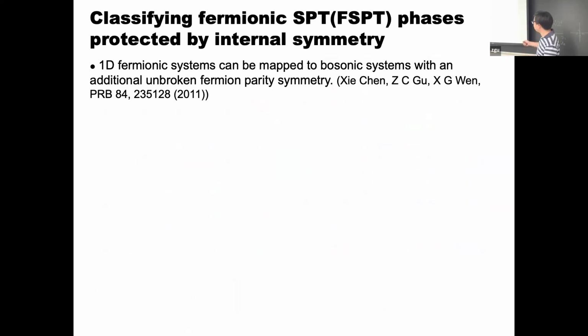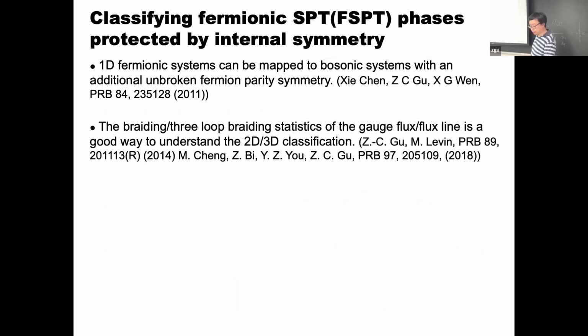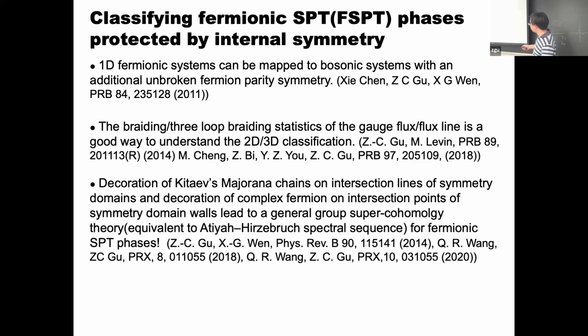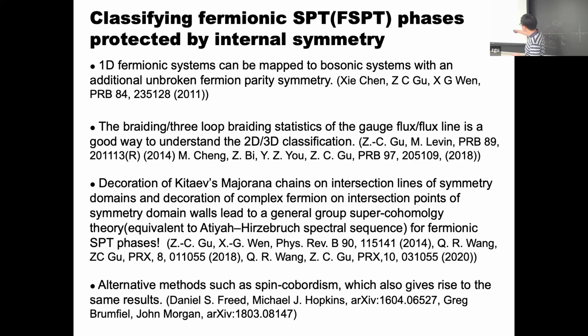For internal symmetry, for 1D, we can just view this Fermion parity as an additional symmetry. It's very simple. But for 2D and 3D, there's also a more physical way to visualize this. But I also want to emphasize that all these physical constructions are perfectly consistent with the so-called spin cobordism framework first proposed by Kapustin and also later computed by Freed, Hopkins and their collaborators. So our classification results for the internal symmetry group perfectly agree with each other. Then we can just use this result to do some calculation.